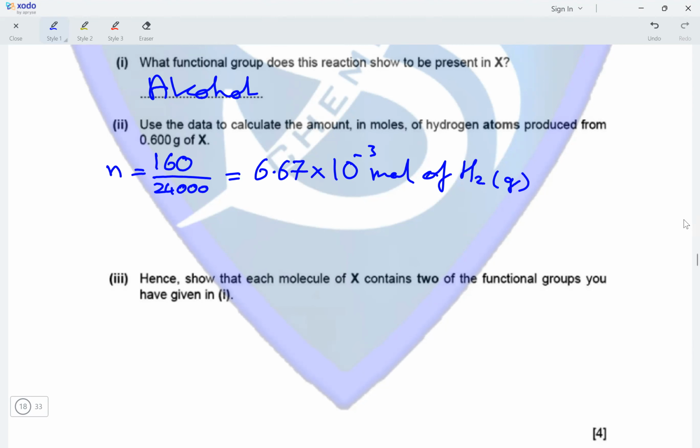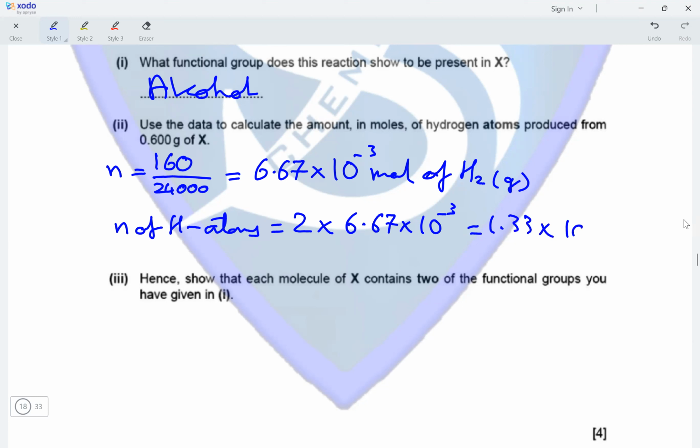So number of moles of hydrogen atoms would be 2 into 6.67 into 10 to the power of minus 3, which gives us a value of 1.33 into 10 to the power of minus 2 moles of hydrogen atoms, because each molecule of hydrogen contains two atoms of hydrogen.